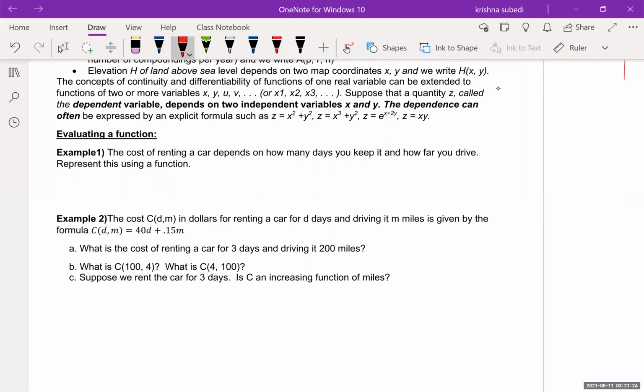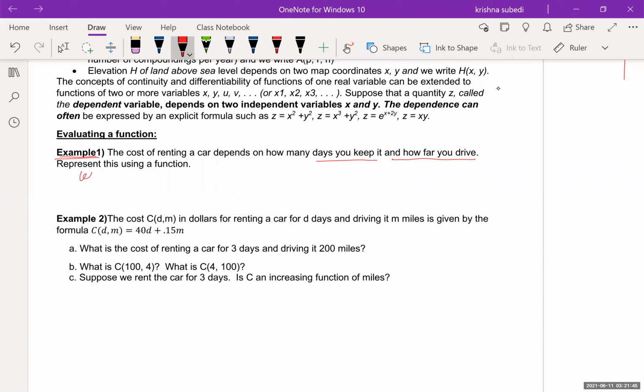Now let's look at one simple example. The cost of renting a car depends on how many days you keep it and how far you drive. So represent this using a function. It is a pretty simple situation, right?